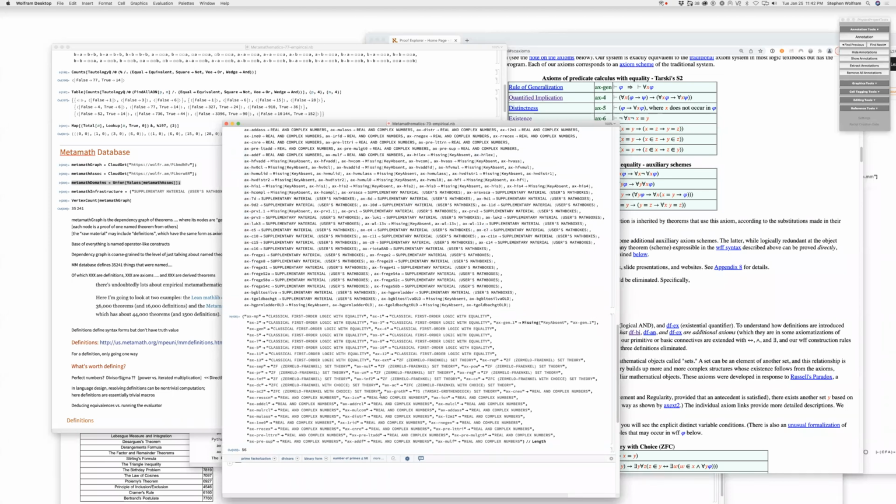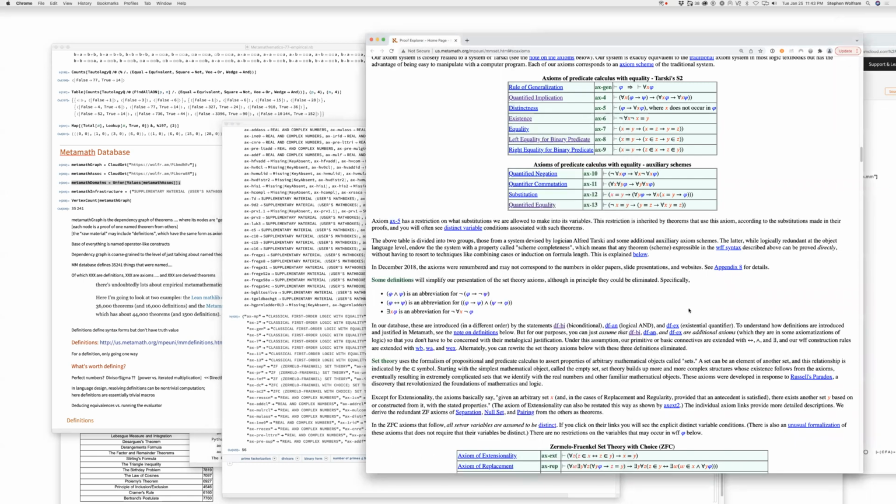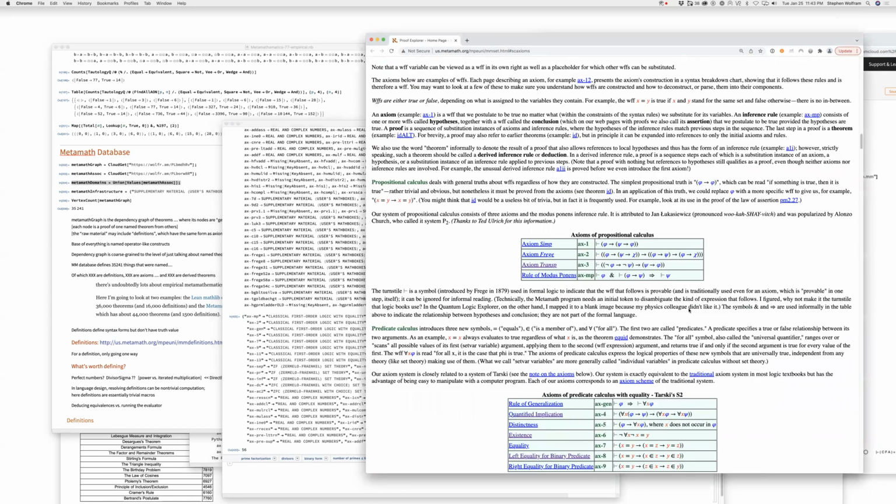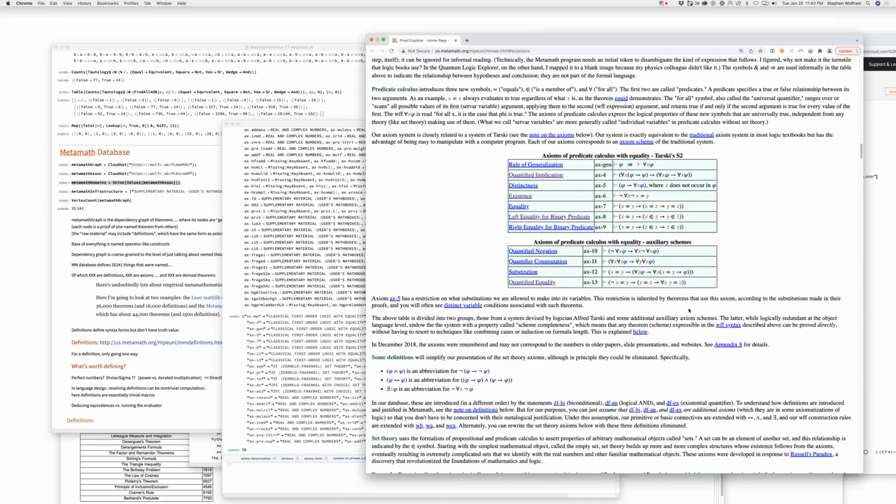Well, it's interesting to see these real and complex numbers. First of all, it's interesting that there are number axioms here as well. That must be Peano arithmetic. No, real and complex numbers. That's not Peano arithmetic. Where is Peano arithmetic? Maybe it's a separate database, right? Oh, this is set theory.